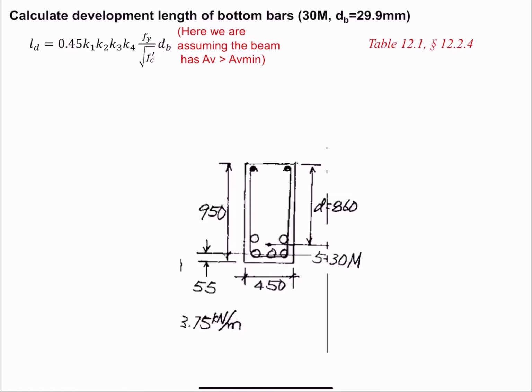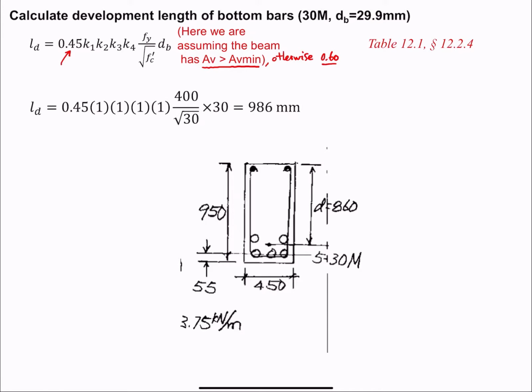The first step is to calculate the development length of the 30M bars at the bottom of that beam. So I have here our equation for development length, and I'm using 0.45. Remember, it's the one in which we have stirrup reinforcement bigger than Av minimum. That's why I'm allowed to use 0.45. Otherwise, I'll be using 0.6 on that equation. Then I'm going to just plug everything into that equation.